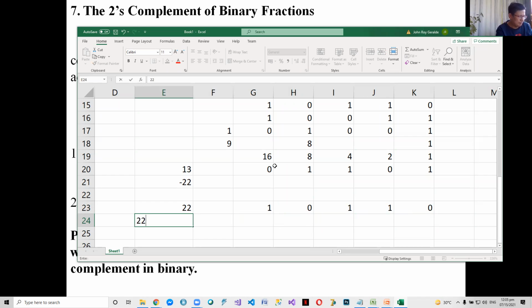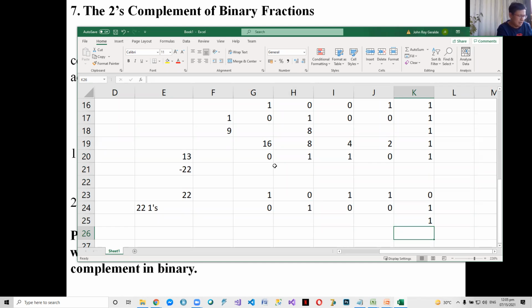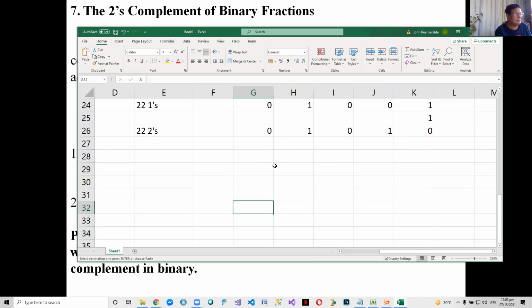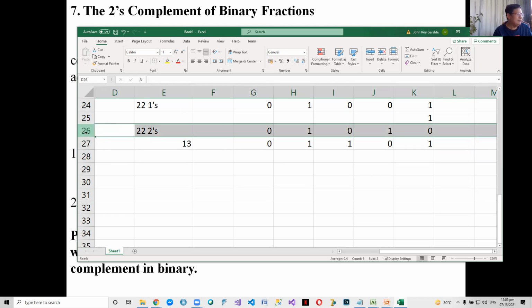And the 22's ones complement. The ones complement of 22 is 0, 1, 0, 0, 1. We'll add 1 for the 2's complement. So 1 plus 1 is a 0. Okay, carry 1. So 1 ito. This is 0. This is a 1. This is a 0. Okay, this is the 2's complement of 22. Okay, tama ba? Yes. So, ang 13 ngayon, we'll just copy this and add them. Diba? Dadagdag na lang natin. Ito yung 13 eh. Right?